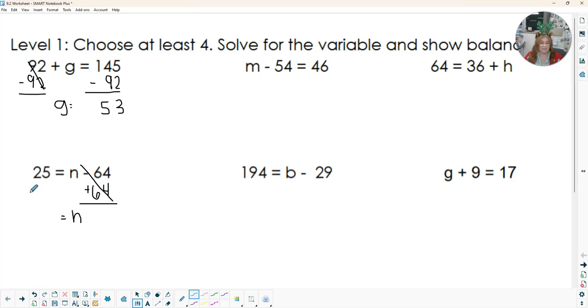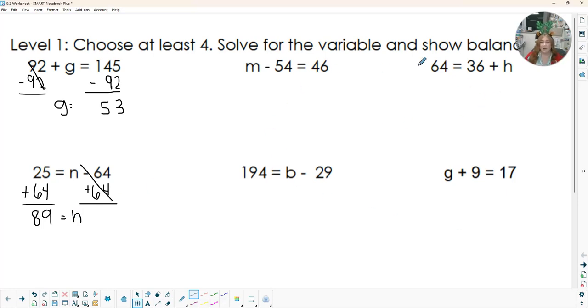And if I add 64 on this side, I also have to add 64 to the other side to keep that balance. So 5 plus 4 is 9. And then 2 plus 6 is 8. So thinking, right, this is about 90 minus about 65. That gives me 25. So n is 89.